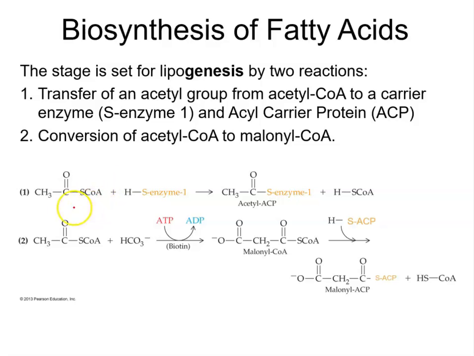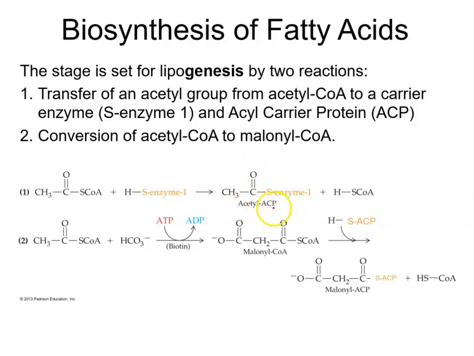But if there's excess acetyl-S-CoA, then what do we do with it? Well, we can start making fat with it. If we have too much of this, we start making fat. The first step is the transfer of the acetyl group from acetyl-CoA to a different carrier protein, the S enzyme 1, and you can see that here. So we're going to do a transferase reaction. We're swapping out this hydrogen for this acetyl group, and then the S enzyme 1 carrier protein is going to be attached to the acetyl group.